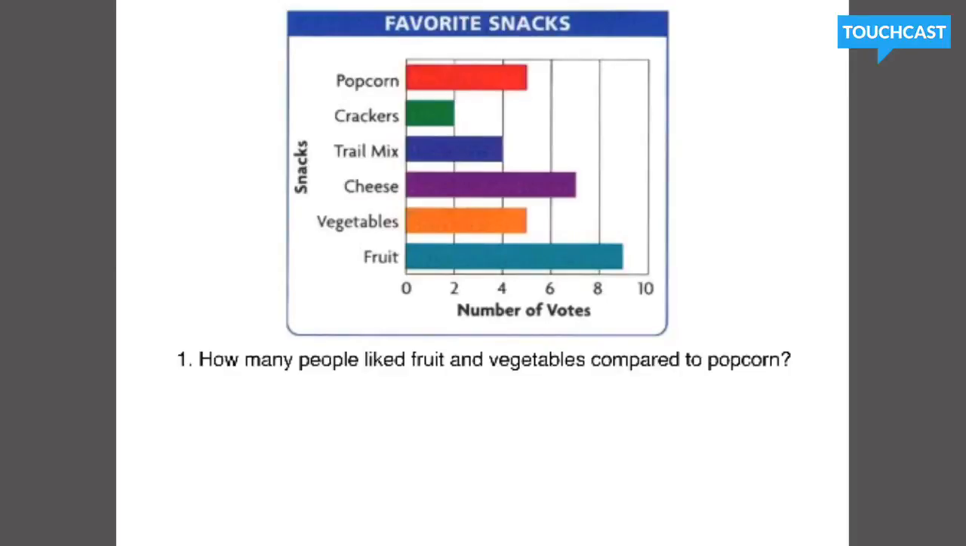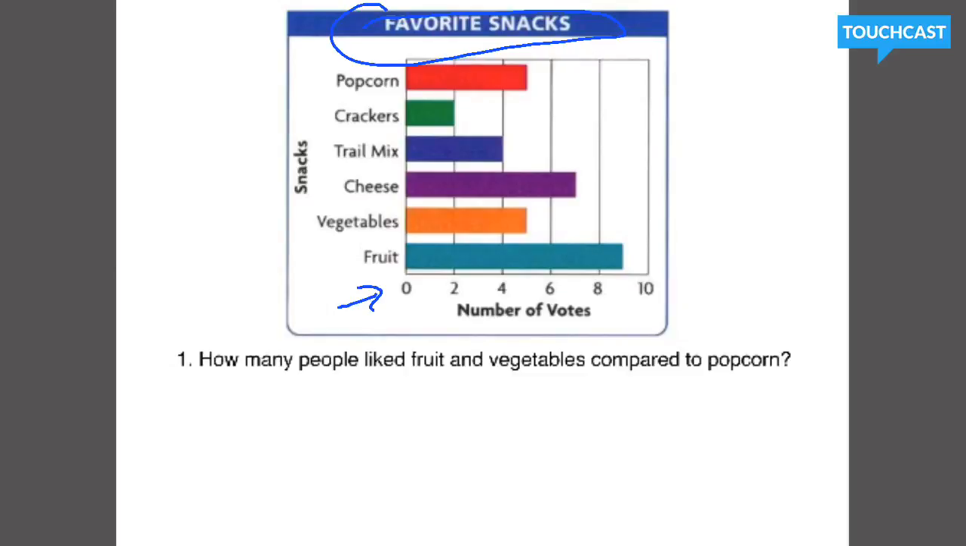I'm going to circle my title, Favorite Snacks, and take a look at the scale, which is here. What are we counting by? Well, we're counting by 2: 0, 2, 4, 6, 8, and 10. So what I want you to do right now is pause the video, and I want you to mark up the value of each of those bars. Go ahead and get to work.